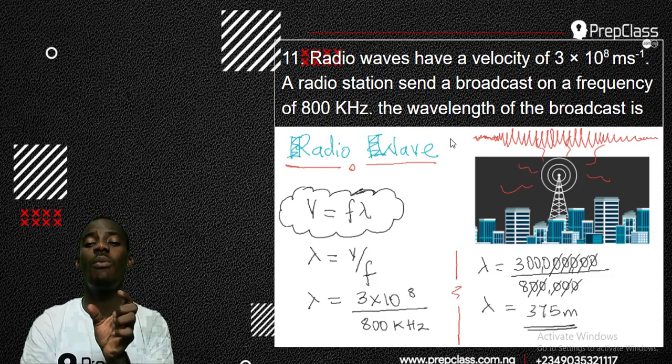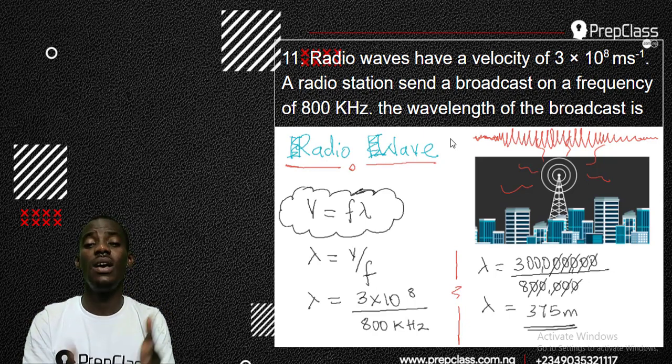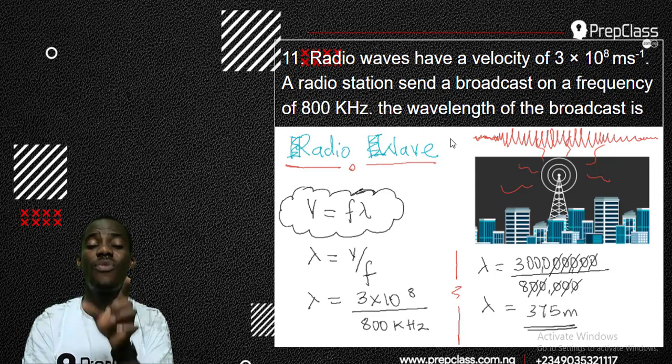Now this formula, as small as it is, is the strongest formula in all of waves, because this formula answers questions on different aspects of waves. It can answer questions on echo. It can also answer questions on ordinary waves like this. It can answer questions even on sounds. Different kinds of questions on waves can be answered with this formula. So the formula says V equals f lambda.